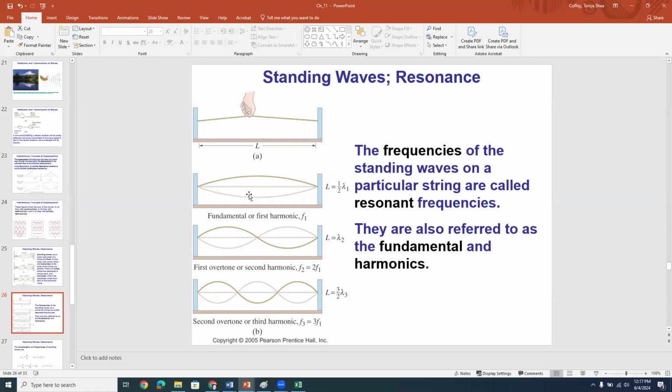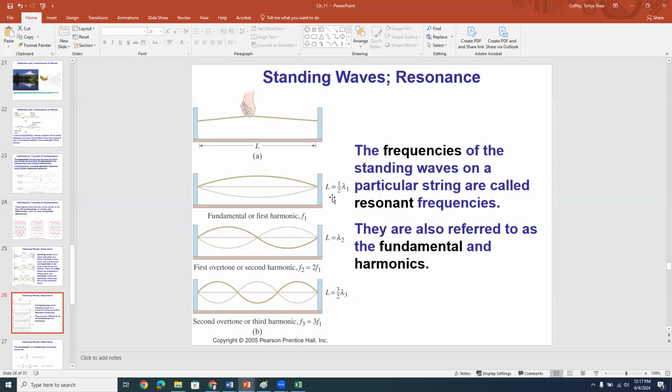So for example, the fundamental is when you just have 1/2 wavelength in here. So the first harmonic is just 1/2 wavelength, or the fundamental. The first overtone or second harmonic, that's when you have a full wavelength here. And then the second overtone or third harmonic is when you have 1.5 wavelengths or 3 antinodes.